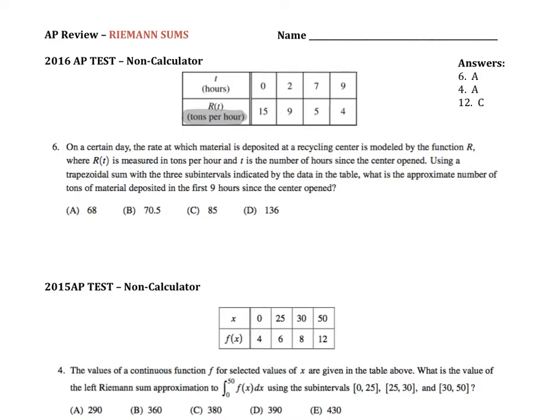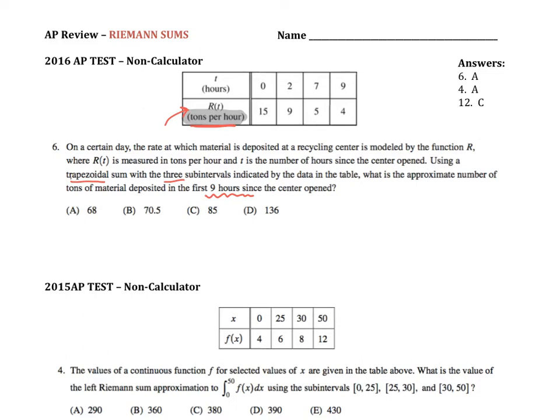So in this first example, they said that the rate at which material is deposited at a recycling center is modeled by function R, and R is measured in tons per hour. So again, that's a rate. T is the number of hours since the center opened. Using a trapezoidal sum with 3 subintervals indicated by the data in the table, what is the approximate number of tons of material deposited in the first 9 hours since the center opened? Notice that 9 hours is our total time difference, so we're going to use all of our information given in the table.